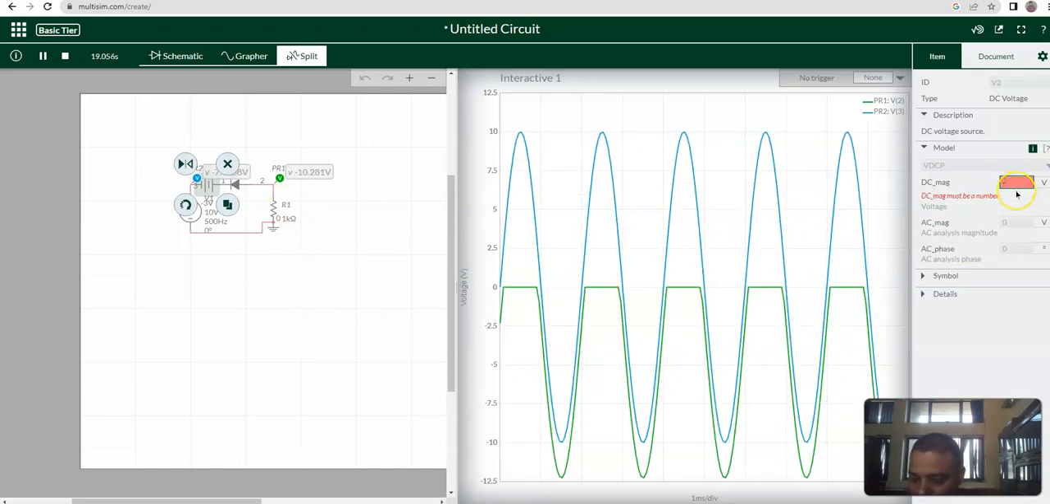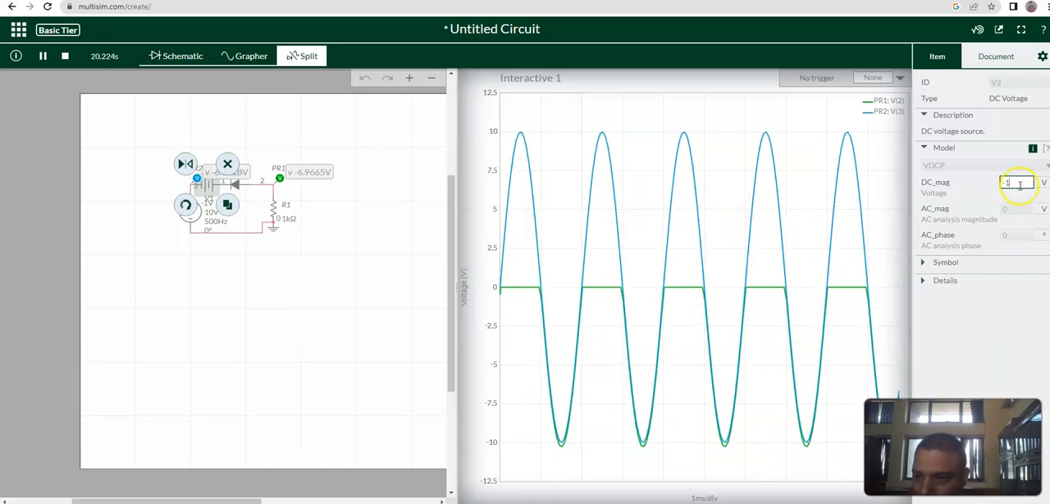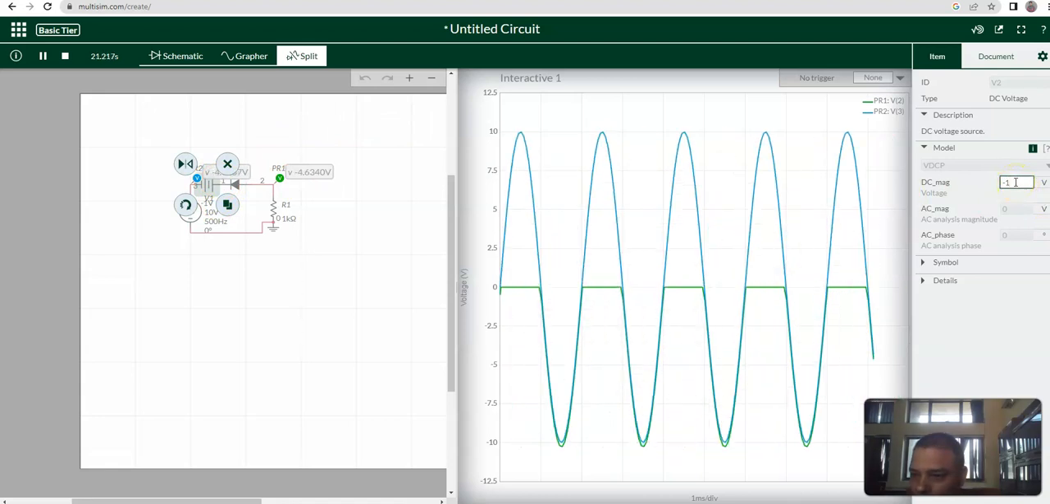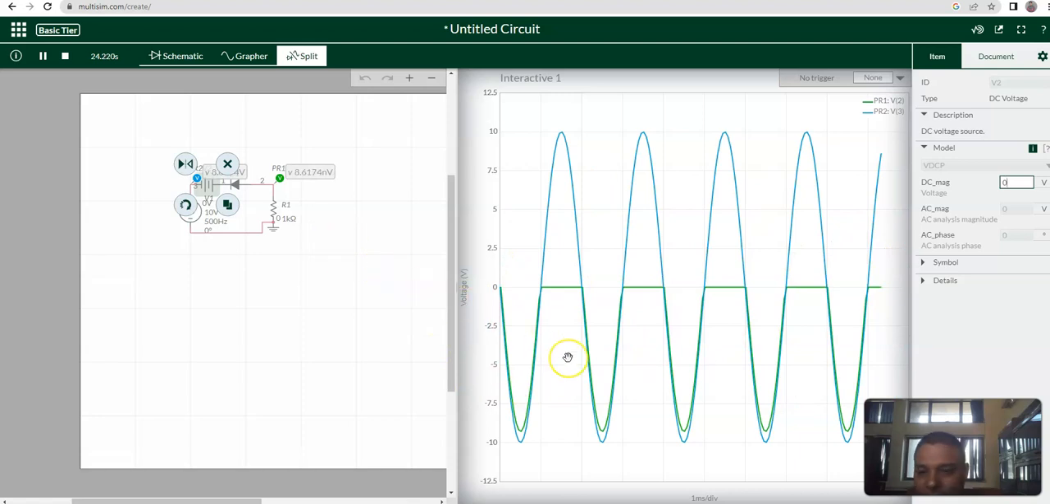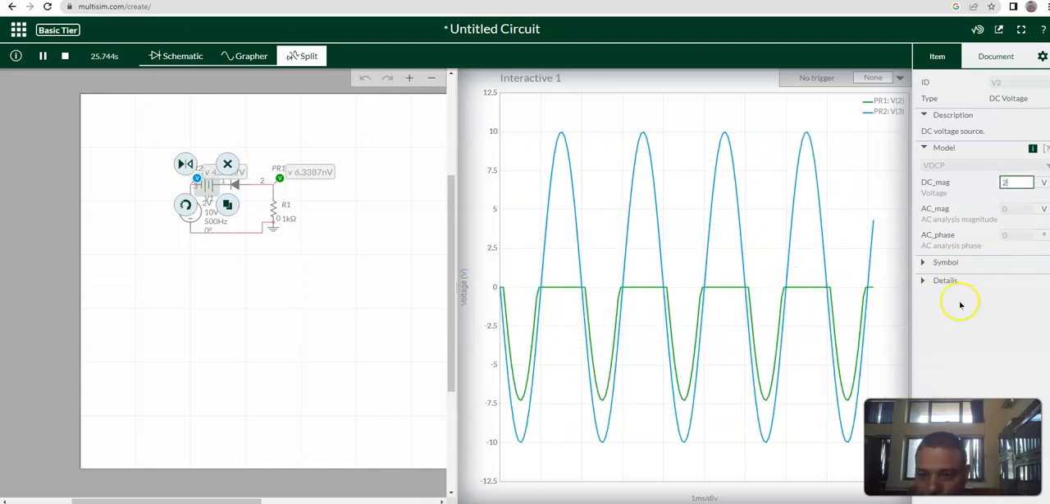And if you take it as -1, then it will be like this. We are changing the value of this voltage, the DC power supply which we applied. If we take it as 0, then it is a complete overlap. The negative half cycle is clipped. It is acting as a rectifier. The negative half is clipped. When we take it at 0, if we take it as +2, then it will be like this.